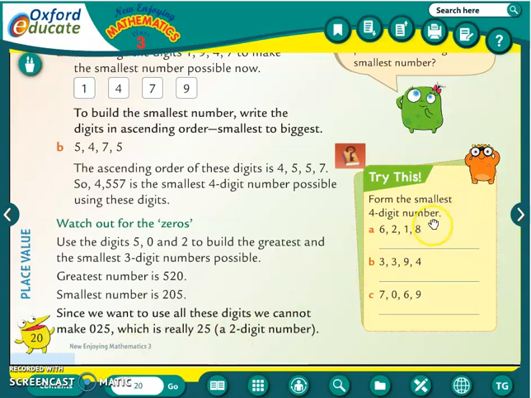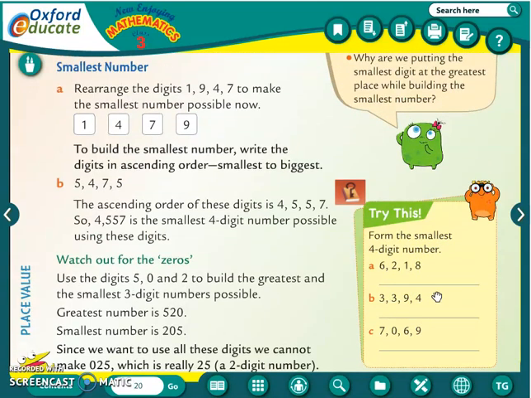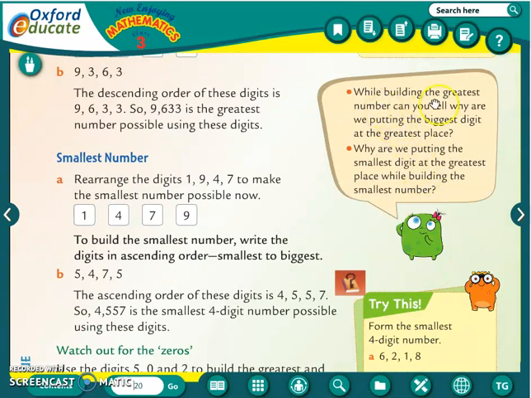Here form the smallest 4-digit number. These are the numbers that are given, so you all can try by yourself. And yes, when building the greatest number, can you tell why are we putting the biggest digit at the greatest place? Why are we putting the smallest digit at the greatest place while building the smallest number? जब भी हम ग्रेटेस्ट नंबर बनाते हैं तो सबसे पहले हमें बड़ा नंबर रखना होता है, दैट इज द बिगेस्ट नंबर. एंड व्हेनेवर वी आर राइटिंग द स्मॉलेस्ट नंबर, वी हैव टू राइट द smallest digit first whenever we are building the number.